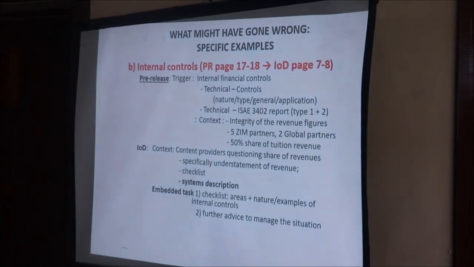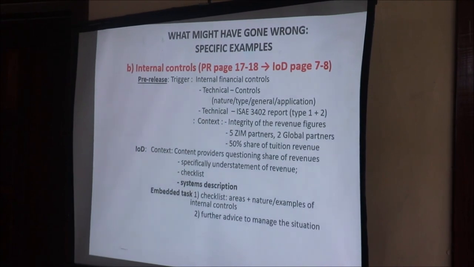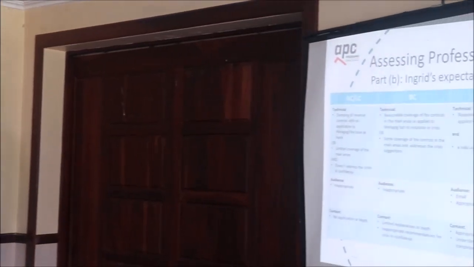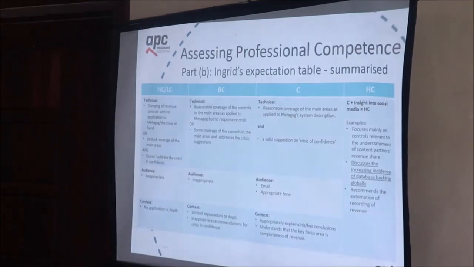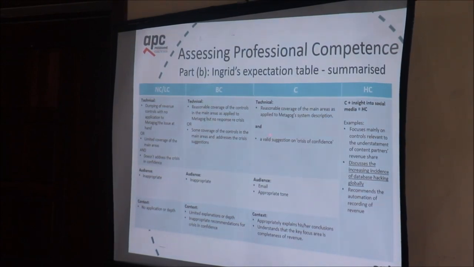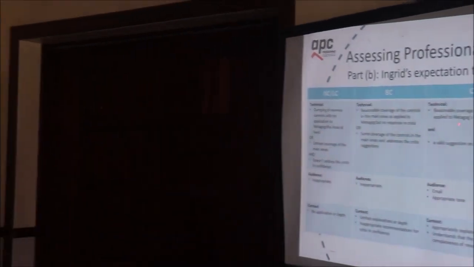But I think what you should do now, because with class 10 we're going to wrap right through to the end of Metagog, is just do the whole thing together. So you're going to do class 9 and 10 preparation all together. And again, see the words here? Reasonable coverage. So we're not looking at something that's perfect. More than half, reasonable coverage in terms of the systems description. And then again two components: the system and where the weaknesses are, the critiques or how it supports what they're achieving, and also a valid suggestion on the crisis of confidence. Those are the partners who are saying, how do we know what we're getting?